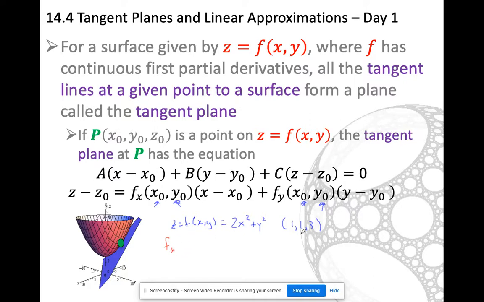So partial x evaluated at the domain values in 2 space, partial x evaluated at 1, 1, holding y constant. I just get 4x, plug in the point. It's only dependent upon x, so I just get 4. How about the partial y at the point 1, 1? Go up here. I just get 2y.